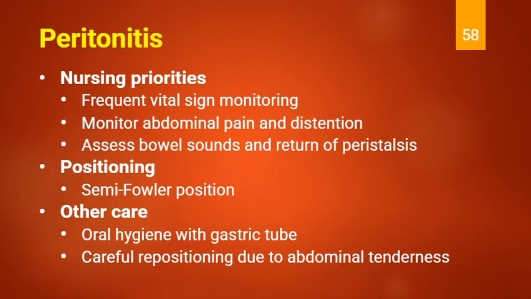Nurses should monitor bowel sounds, abdominal distension, pain levels, and return of intestinal motility. If the patient has a gastric tube, frequent oral care is necessary to maintain comfort and prevent dryness of the mouth. Because the abdomen is extremely tender, patients should be repositioned gently and moved carefully in the bed to avoid worsening pain.